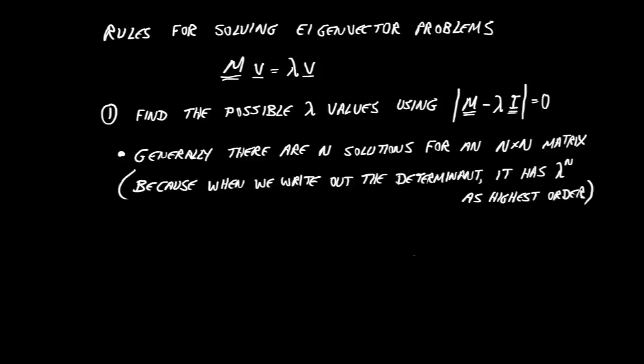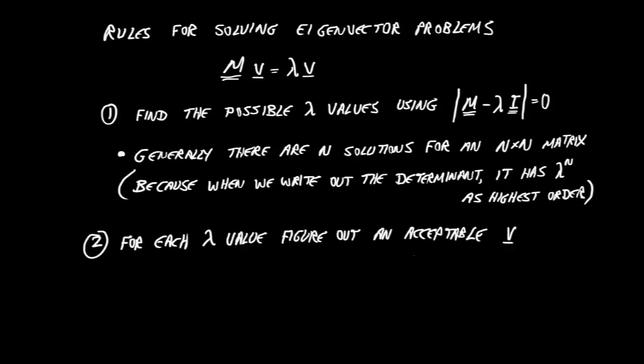That's because when we write the determinant, it will have lambda to the power of n as its highest order. So for example, we have cubed to deal with when we're working out for 3 by 3 matrices. Now, having found those eigenvalues, we then, for each value, need to figure out an acceptable eigenvector. What we've noticed is that generally we only have to use n minus 1 of the rows in the equation that we're working to satisfy, and that meant just one row in the case of 2 by 2 problems, and 2 of the rows in the 3 by 3 problems.